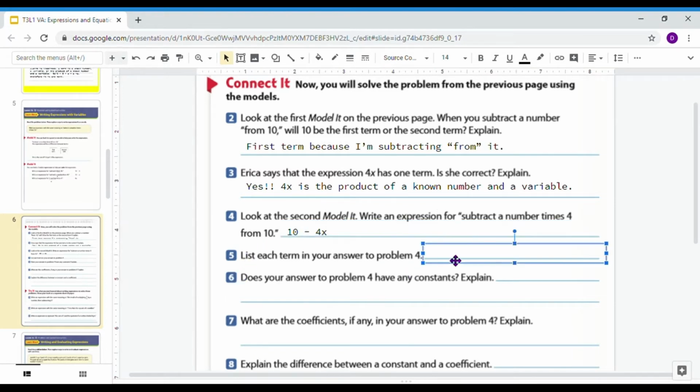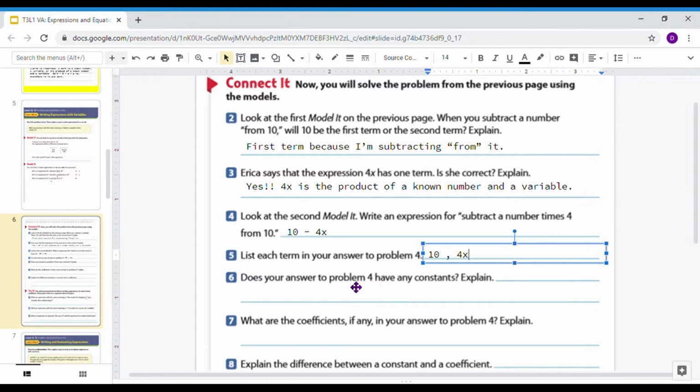And then number 5 says, list each term in your answer to problem 4. So in this case, there are 2 different terms here. The first term is 10. And 10 is a term all by itself, because the definition of term tells us that it is a known number. So 10 is a number that I know. It's a term. It's all by itself on that side of the subtraction sign. The other term I have is 4x. And that's a term because, like I said in number 3, it's the product of a known number and a variable, so it's a term on its own.